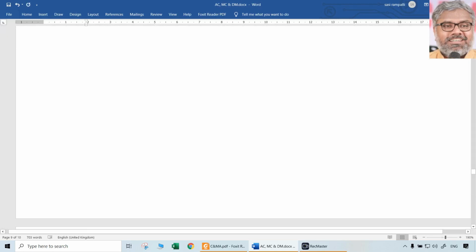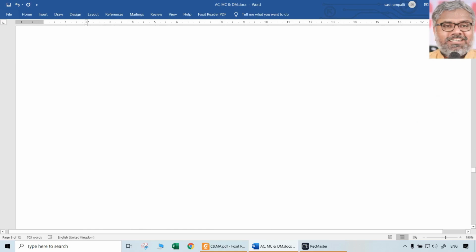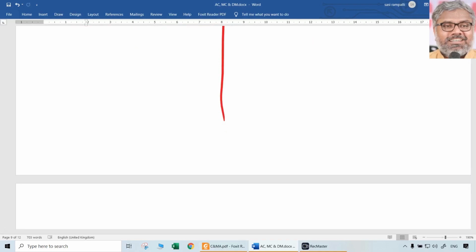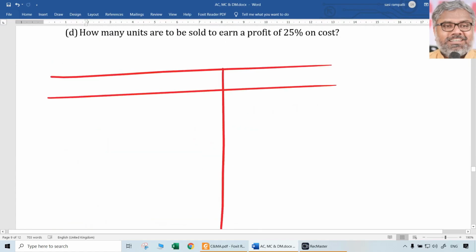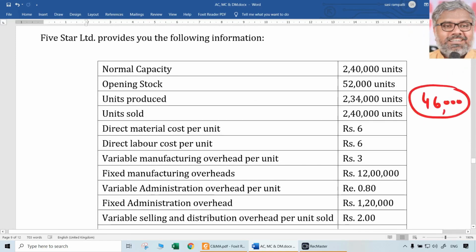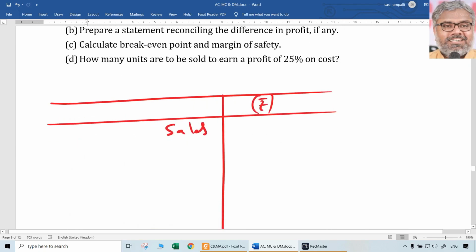So let us start solving this question by taking first absorption costing principles, which is nothing but normal costing that we do. I'm not giving the descriptions and all, only just numbers I'm going to indicate here. But in the examination, naturally you have to also write descriptions. Now let us take sales first. Sales, particulars amount. Sales is how much? Actual number of units sold is 2,40,000 units, and selling price is 35 rupees. So 84 lakhs is the sales. Keep it aside.